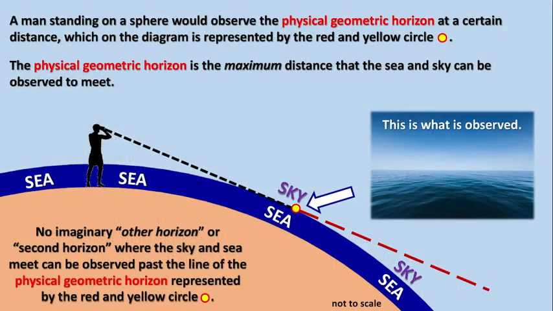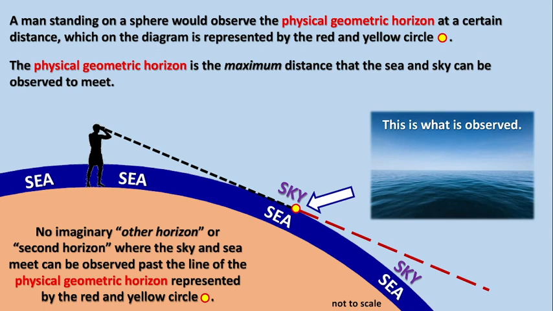A man standing on a sphere would observe the physical geometric horizon at a certain distance, which on the diagram is represented by the red and yellow circle. The physical geometric horizon is the maximum distance that the sea and sky can be observed to meet. This is what is observed.